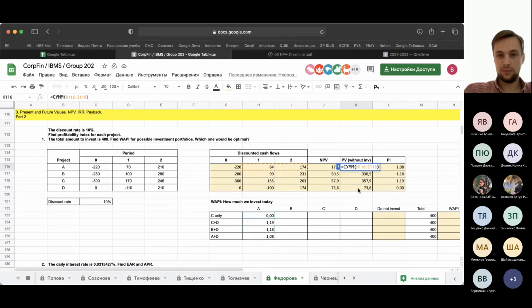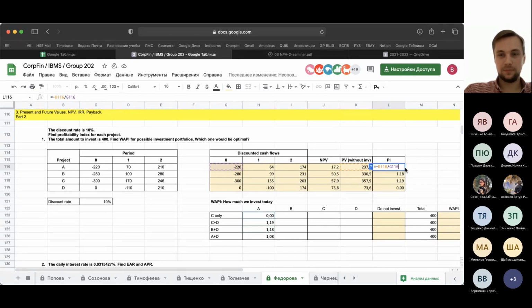And PI, the profitability index, is just the previous value divided by the investment, and I put the minus because we have investment with minus. Okay, not previous but present. Yeah, it's present value. Sorry. Okay, is it clear for everyone?